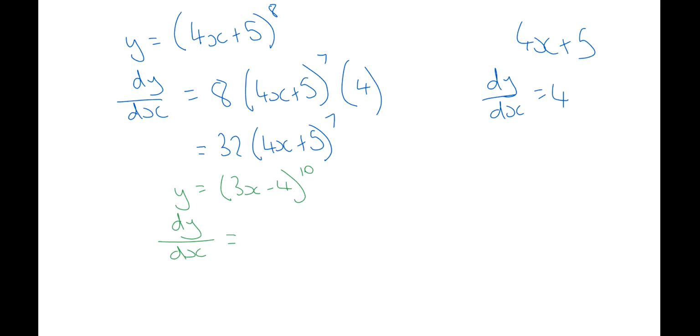Okay, so what would I write first? Let's do it in stages. What am I going to put out the front? 10, right? I bring the power down. And then I've still got my bracket. So what's my new power? And then what do I have to do? Multiply by 3, because that is the derivative of the bracket. So like Hans said, I then have 30 (3x minus 4) all to the power of 9.